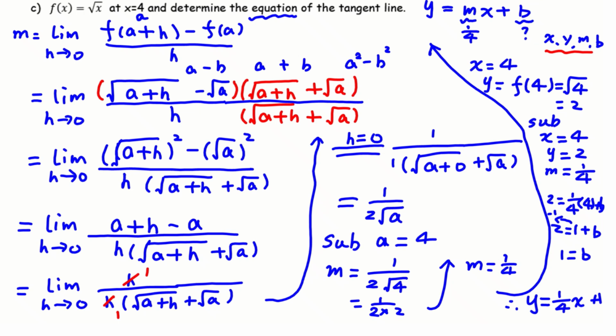So that is all for this lesson. And for this lesson, the learning goals are that you know how to find the slope of the tangent by using the limiting value definition. And also you need to know how to find the equation of the line.